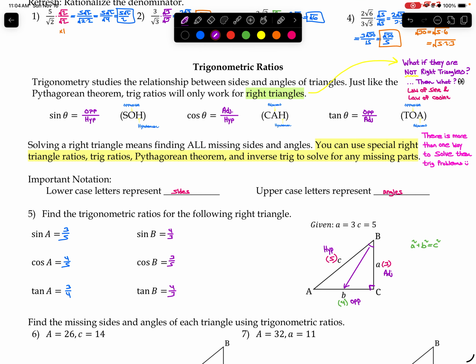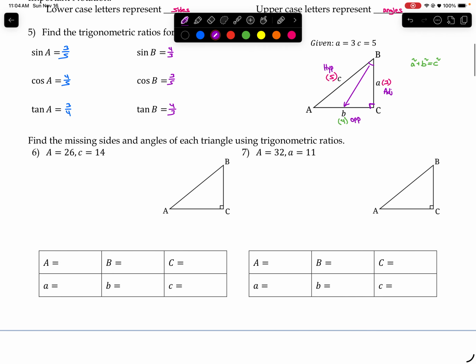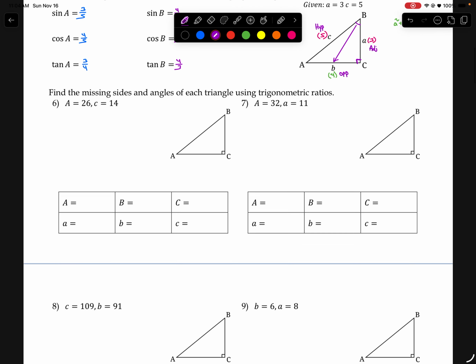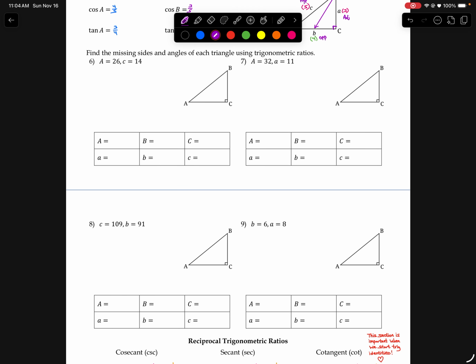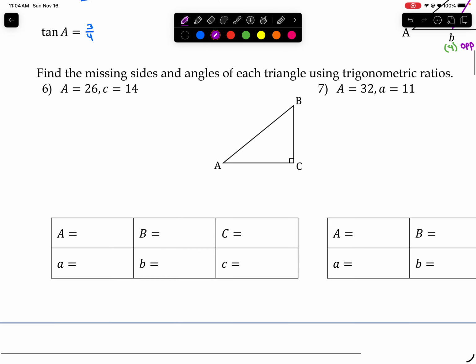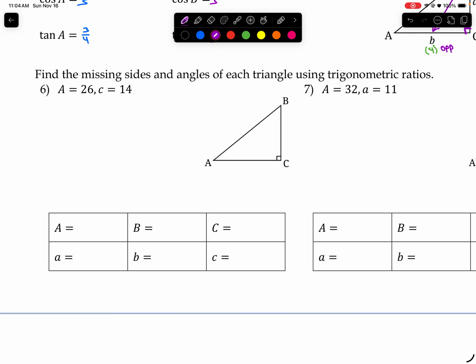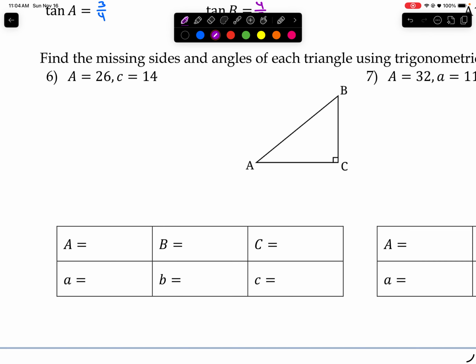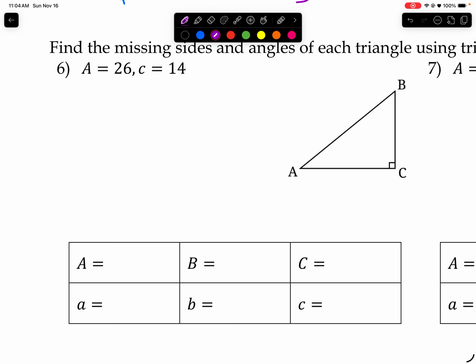Okay, so hopefully that's a really good recap of your geometry trig ratios that you did before. I'm just going to do two of these problems. This is also kind of a recap of your geometry days. You're going to find the missing sides and angles of each triangle using the trig ratios. Now, it doesn't specify which trig ratios you have to use. That's going to be contingent on what information is given and how you set up your ratios.